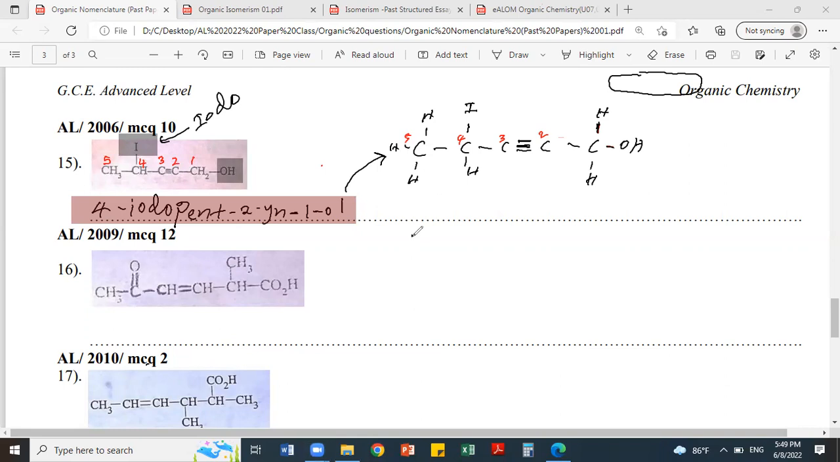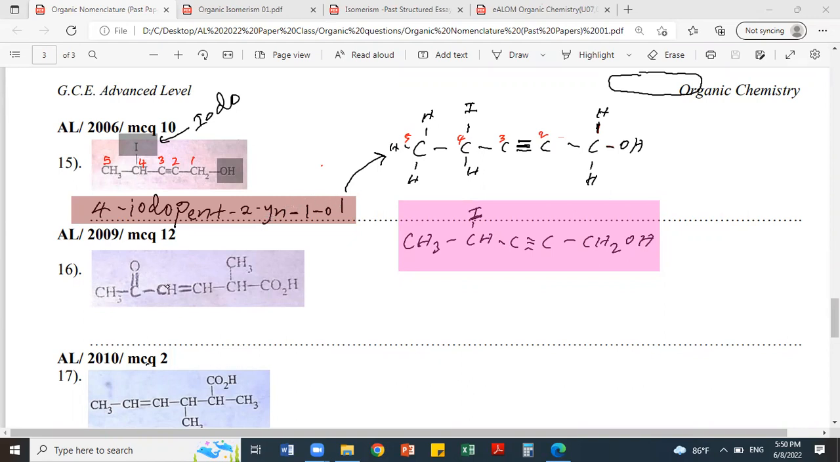Then if you want, you can write this way also. Structural formula is CH3CH. So iodine you can attach separately since it is a substituent group. Then carbon, there's a triple bond, and C, and then you get CH2OH. So we get the same structure again. Understood? If you are given the name, you should be able to draw the structure. If you are given the structure, you should be able to write the correct name.